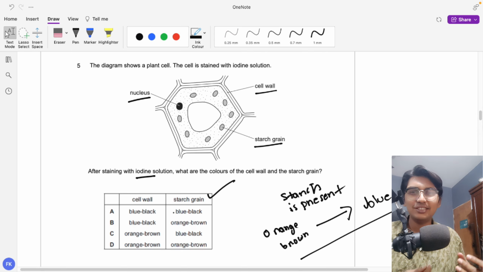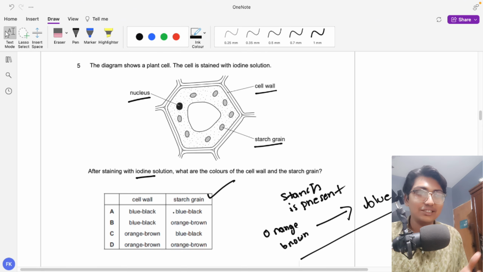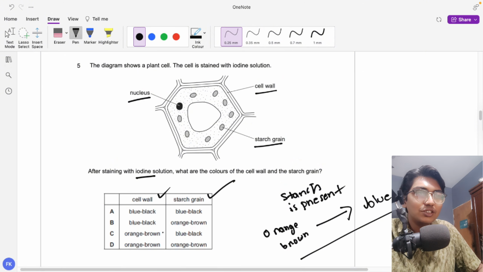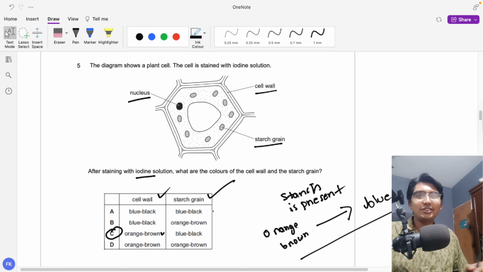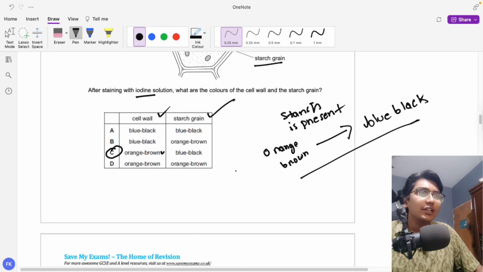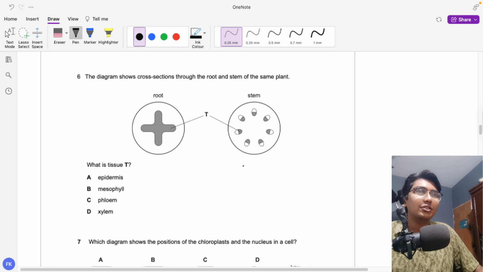Iodine is a test that is used to identify if there is starch present or not. So it doesn't change color in cell wall, so it should be orange brown and blue black, because as starch is present it changes color. Did you guys get it? Now let's move on to another question.